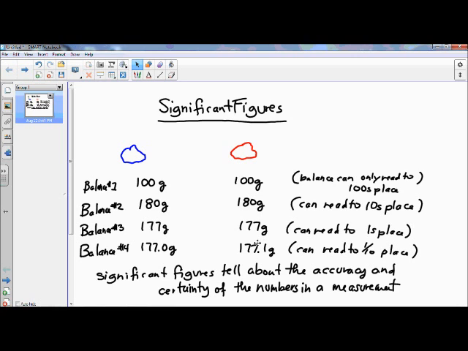So when we look at these numbers, they tell us about how accurate and how certain our numbers are. Usually the last, what we call significant figure, tells us the number that we're the least certain about.